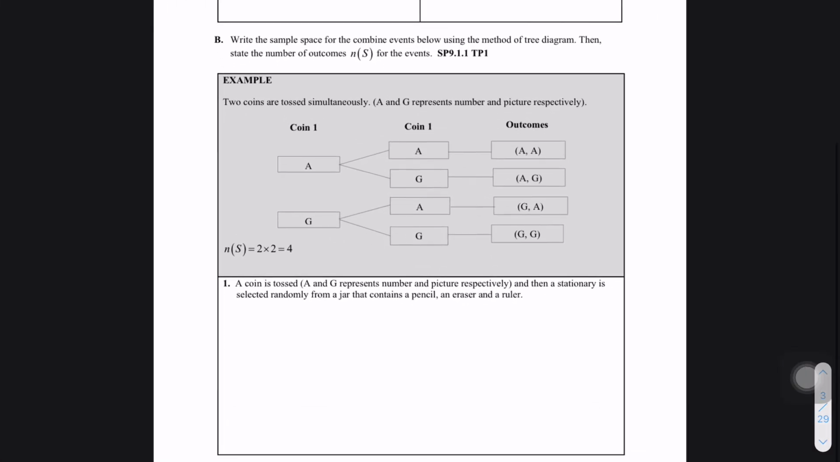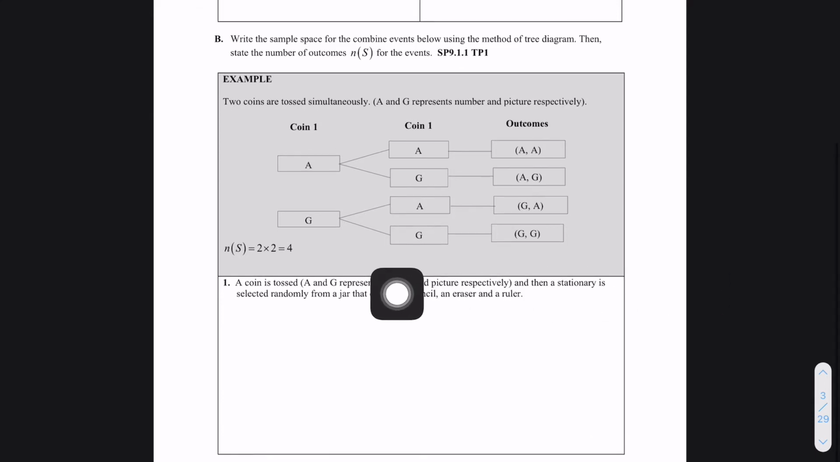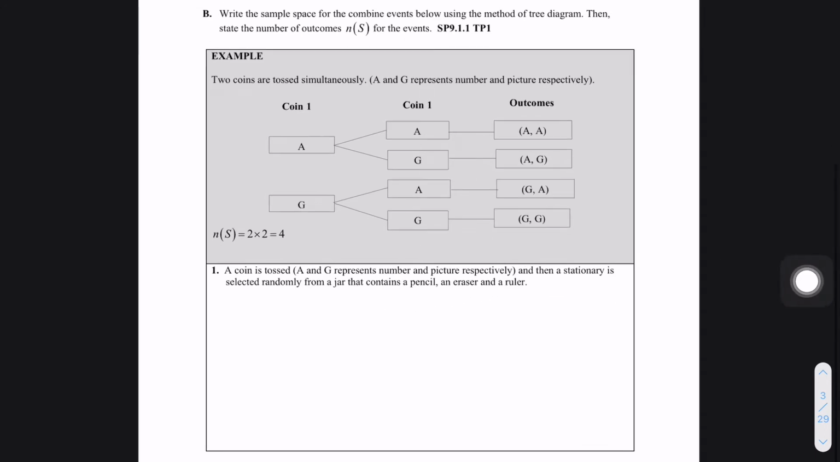Now let's move forward to B. Write the sample space for the combined event below using the method of tree diagram. Then state the number of outcomes and S for the event. So now for this part we are going to use only tree diagram. So let's look at the first question.